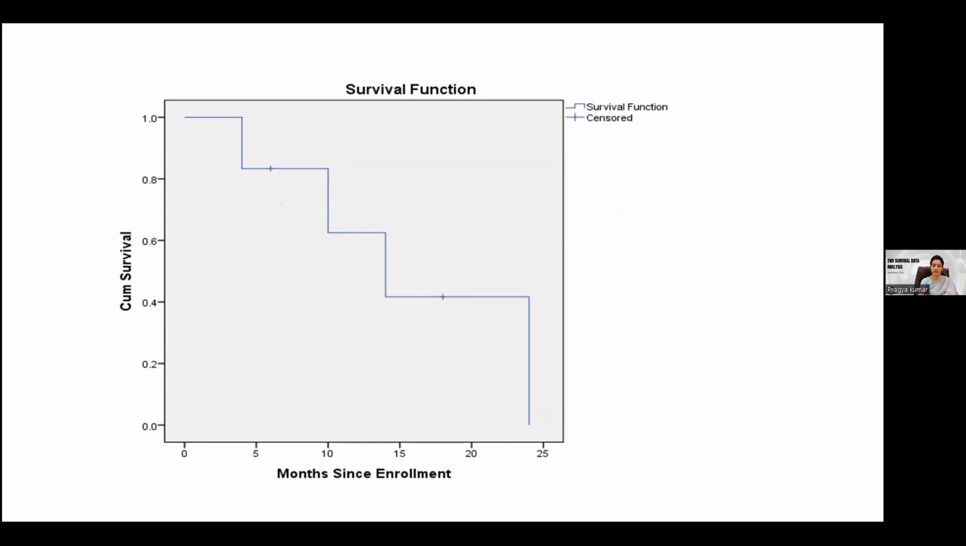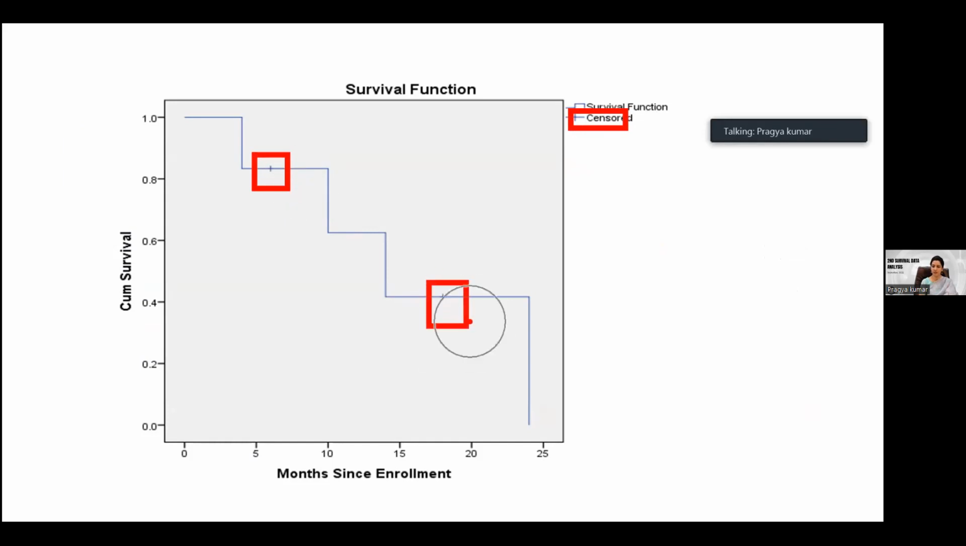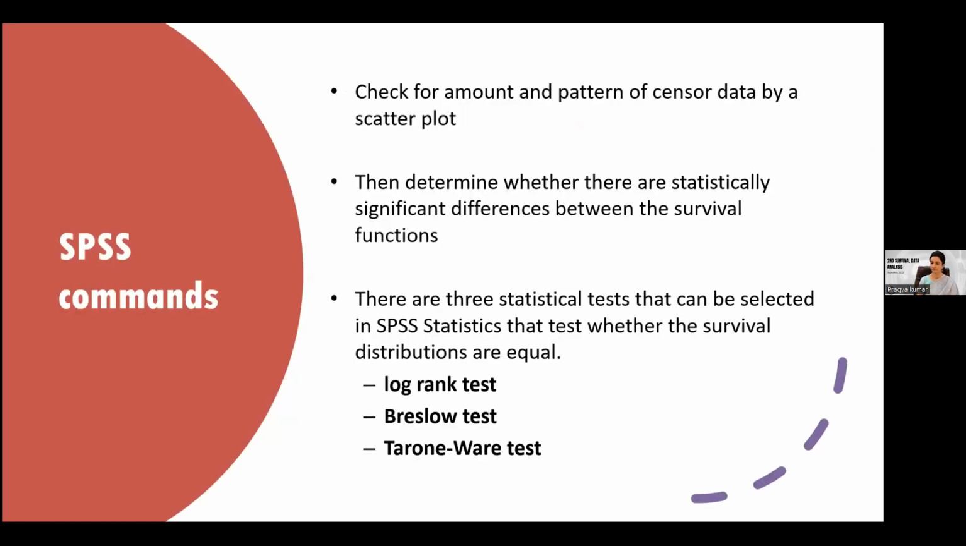This is like a censored mark in any survival curve. This is a censored one. So this is a censored. At 6 months, you remember there was a censoring, and at 18 months also there was a censoring. And whenever there is a drop, that means there is a drop in the cumulative probability, and that is because of the event. Because whenever there is an event, only then will the cumulative probability drop. So this drop line is the survival function.